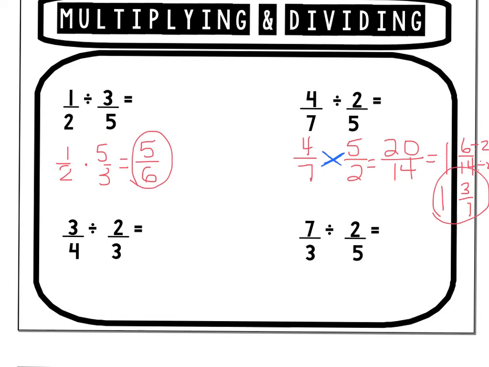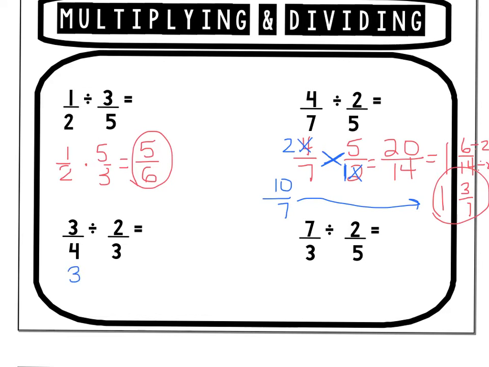Now if I looked at the beginning, 5 and 7 can't be reduced, but 4 and 2 could. 2 goes into 2 once. 2 goes into 4 twice. So we'd have 2 times 5, which is 10. 7 times 1, which is 7, which reduces down to 1 and 3/7. So either way, you'll get the same answer.